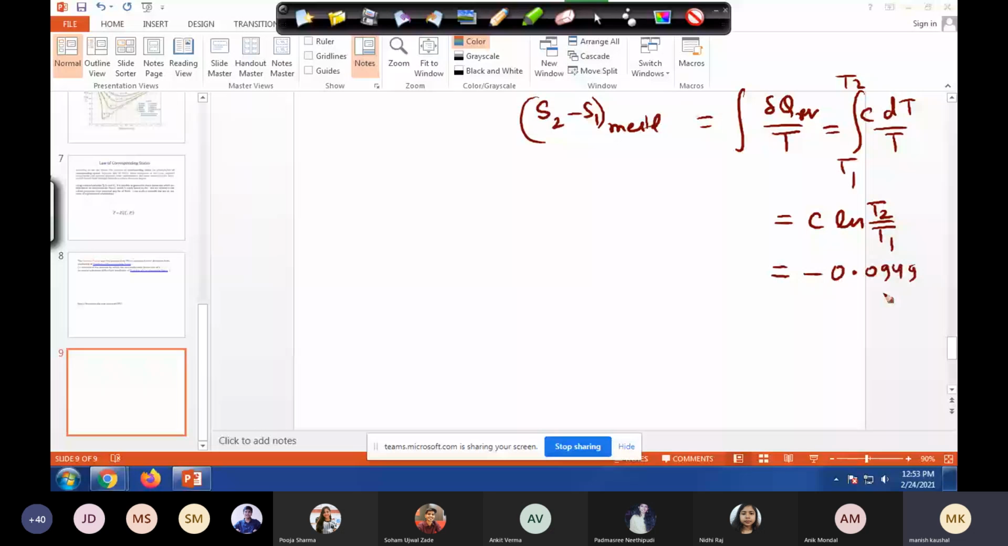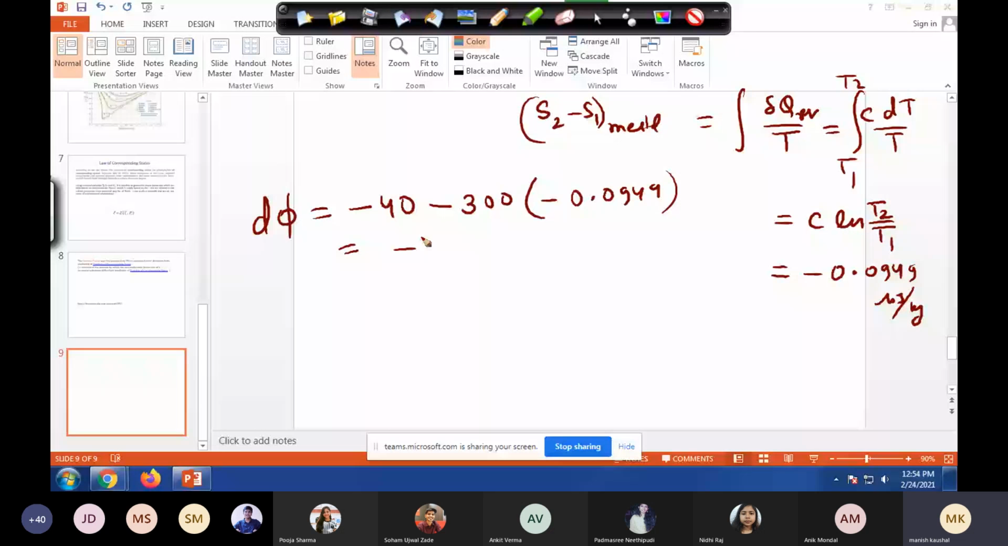For D5 will be minus 40, minus there is a T naught here, 300 into minus of 0.0949. If we do that, we'll find D5 is minus 11.51 kilojoule per kg for metal.